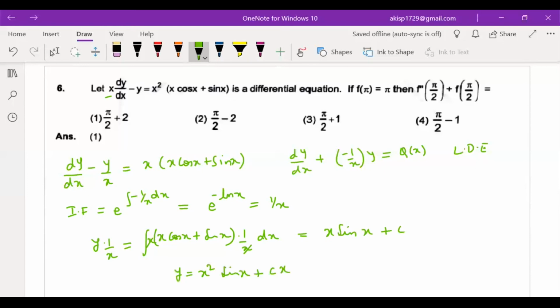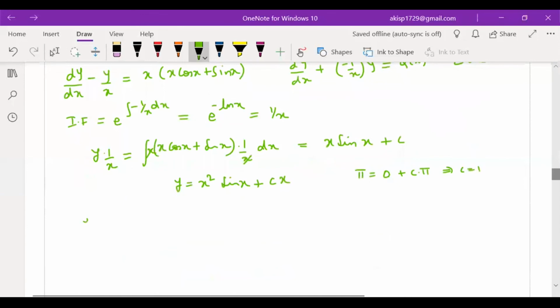But what is the constant? What is given to us is that f of pi is pi. So pi is equal to f of pi. The moment I substitute pi, I find c, which is 0. I got the expression y in this case as x square sin x plus x itself. Now what is asked of me is the derivative of this at pi by 2 and the double derivative of it at pi by 2.